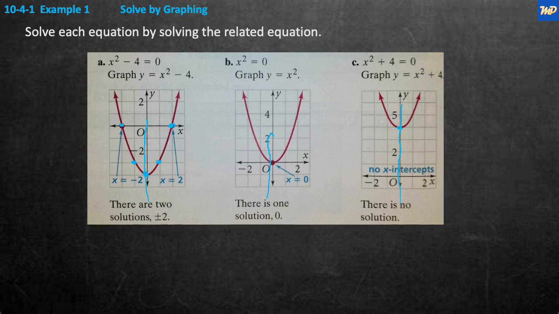And there is no way for us to get an x-intercept. So there are no solutions to this. None at all. The graph opens up. All the graphs open up. So there's no solution.